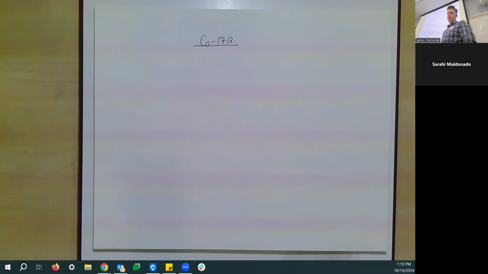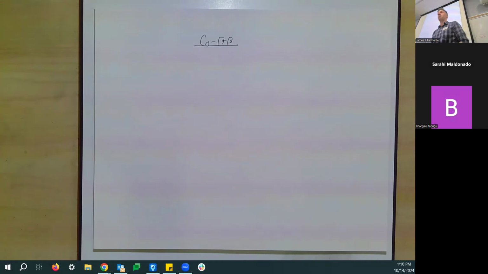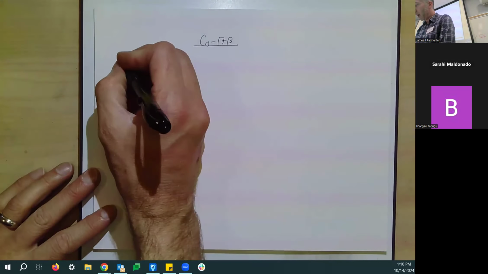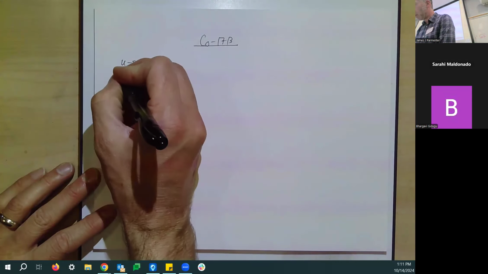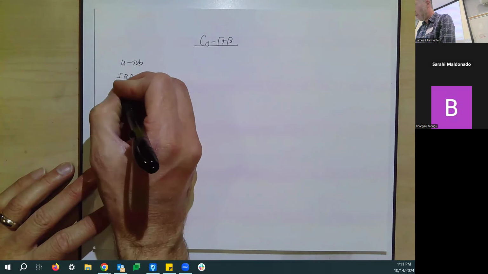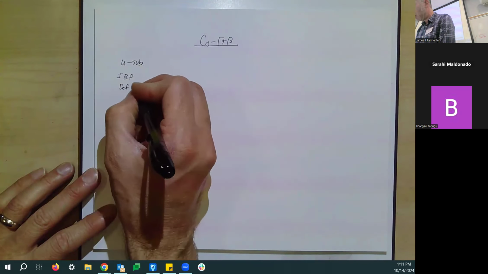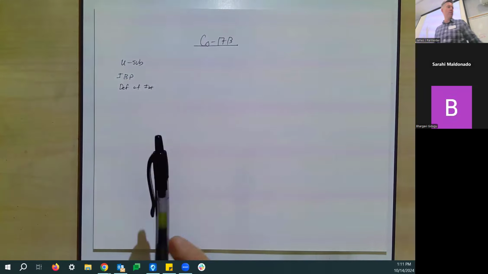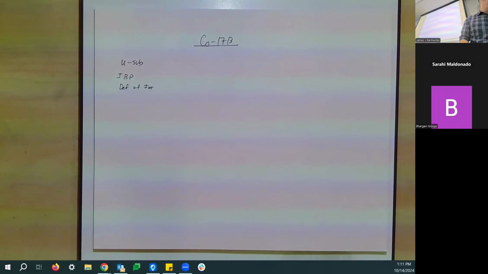All right, is it time? It is time. So here are the things on my mind that people have been talking about. We got U substitution, we got integration by parts, we have the definition of the integral. There's something else somebody asked about. I wrote it down somewhere. It's right over here.